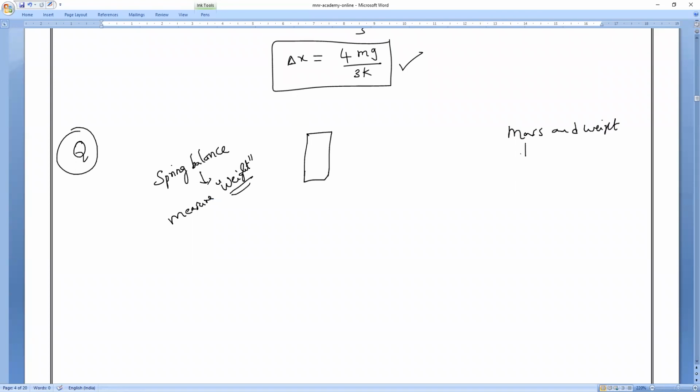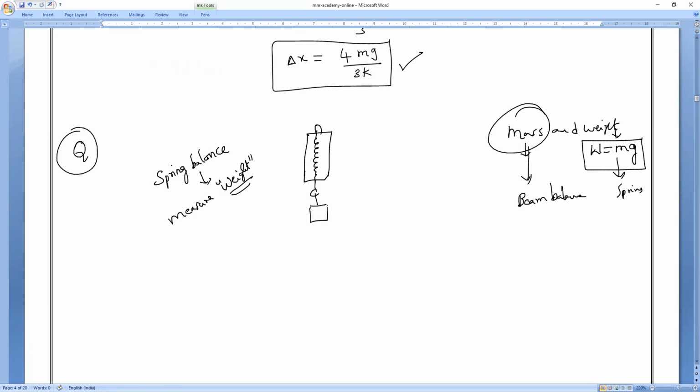Mass means matter present in the body. Weight means mass into acceleration due to gravity. So mass we measure with a beam balance, and weight we measure with the spring balance. A spring balance looks like this. There is an attachment on top, a spring inside, and a hook at the bottom. If you hang a weight, the spring will start stretching based upon the weight. There is a scale here like 0 newton, 10 newton, 20 newtons and so on. This is called a spring balance.